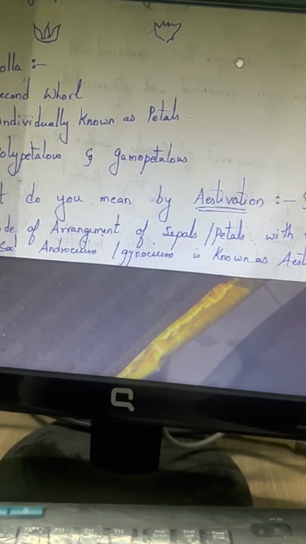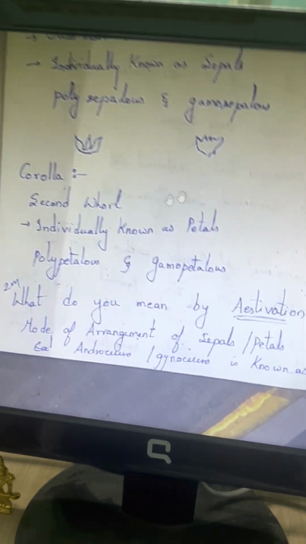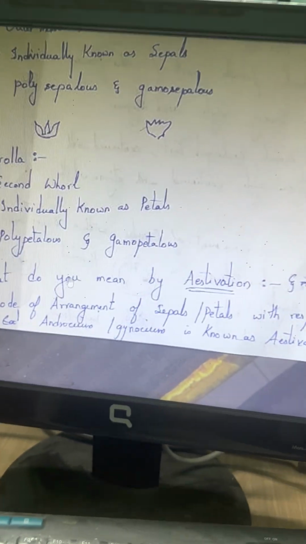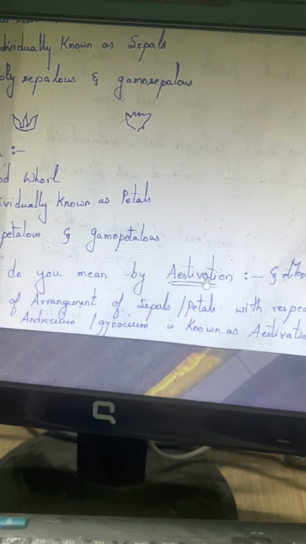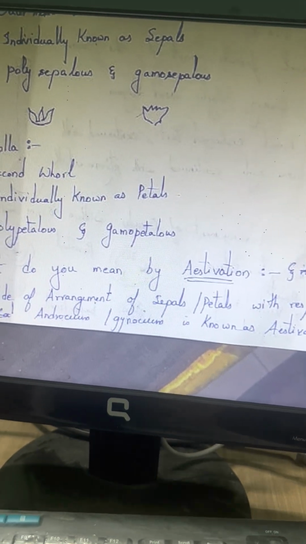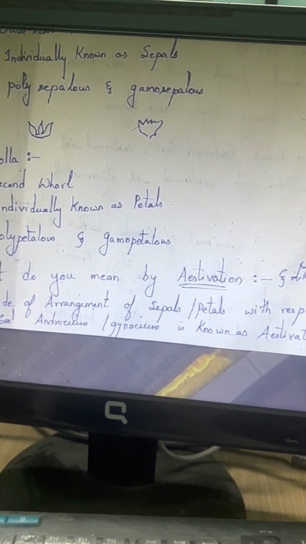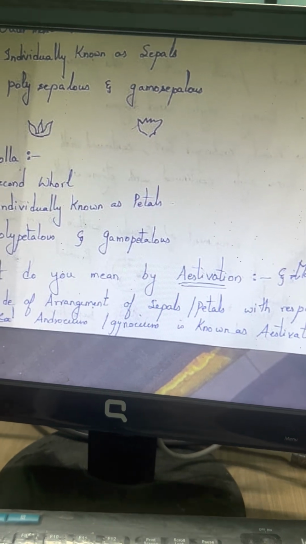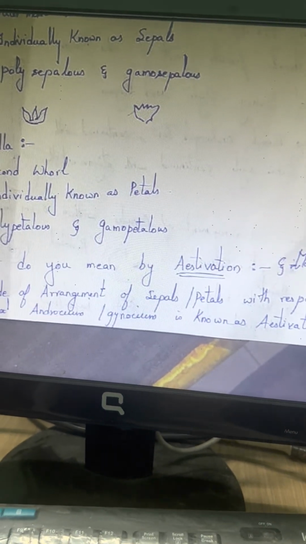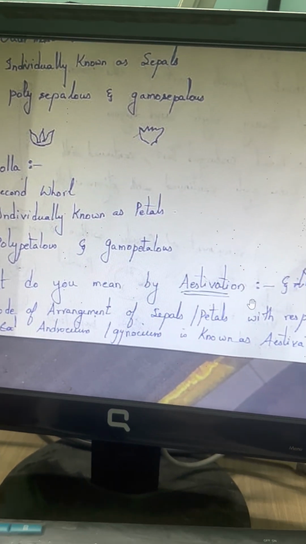Next, here I have explained a 2 marks question which belongs to this flower topic. What do you mean by aestivation, and mention its types? Only the types, you just need to name them. No need to describe them. So what do you mean by aestivation?